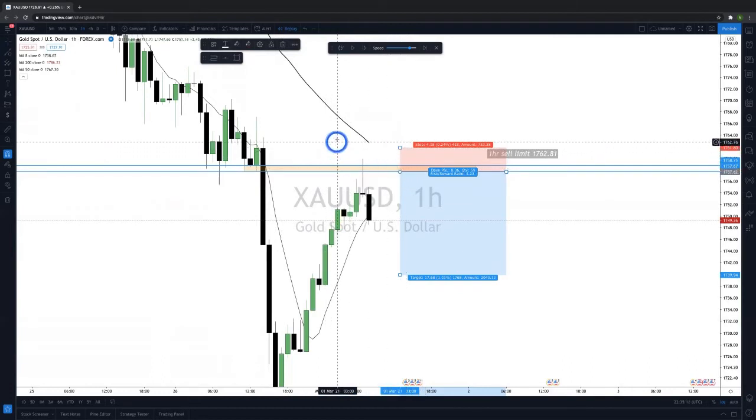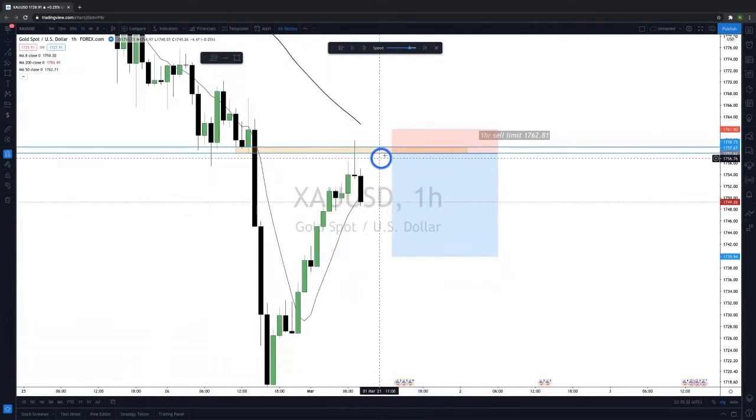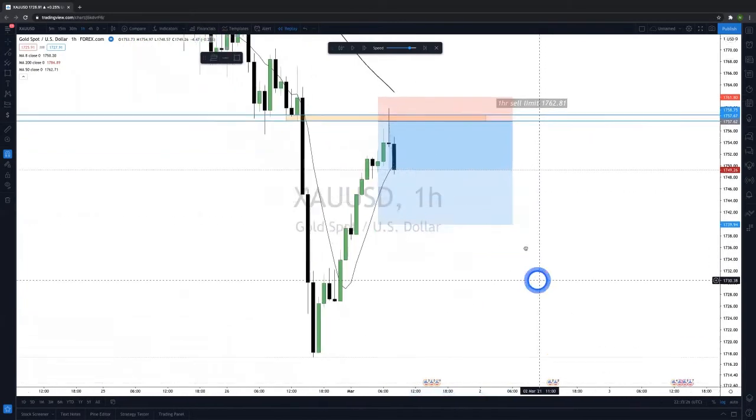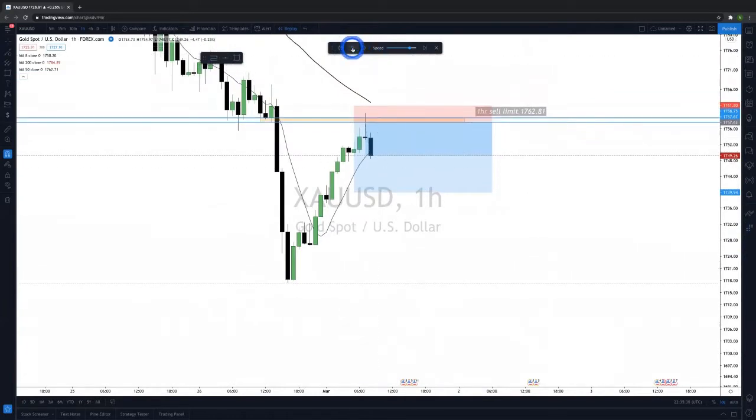If it breaks these highs, we're already assuming that price is going to keep buying up and go into continuation to the upside. But instead, it respected our area. So now we will be in a short position. So short positions, we're looking for a sell. So let's just watch price play out.